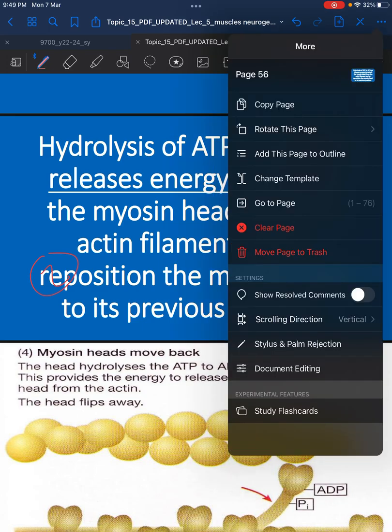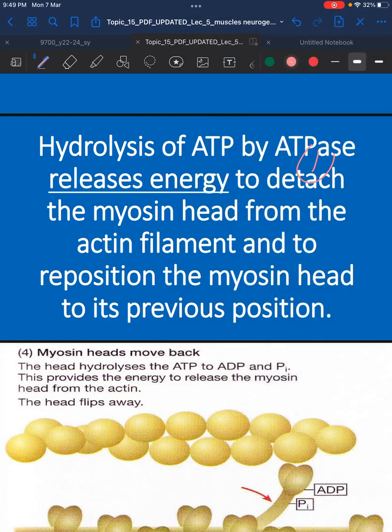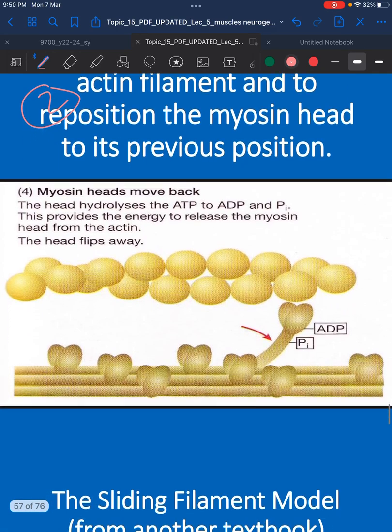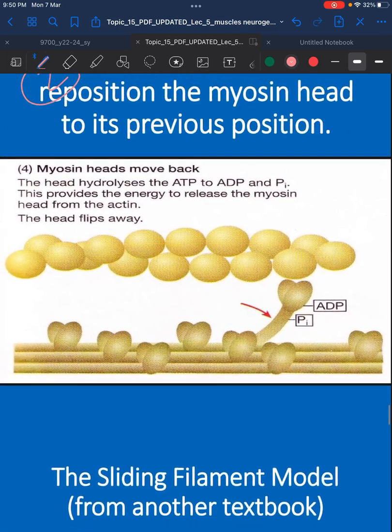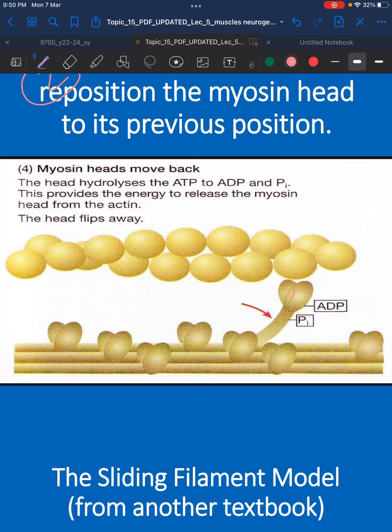Let's just use a clearer way. To detach the myosin head, that's number one, and then to reposition the myosin head to its previous position, and this is where energy is required. You can see now that it will go back to its previous position, this is already the original position.